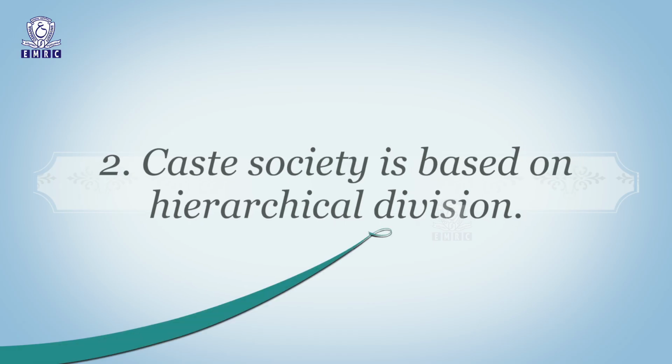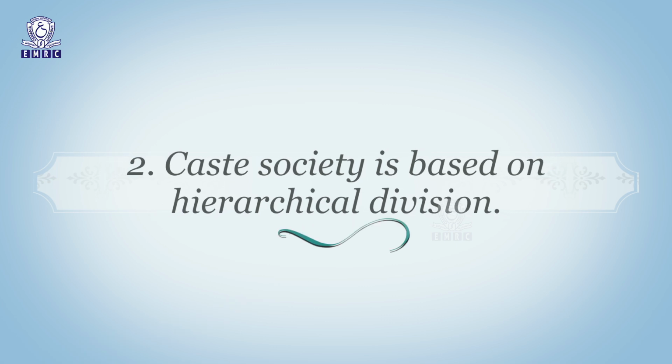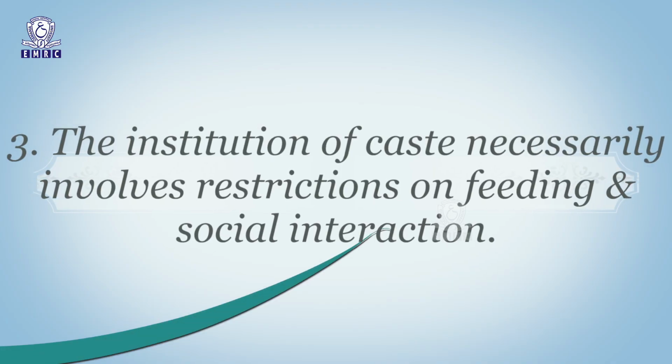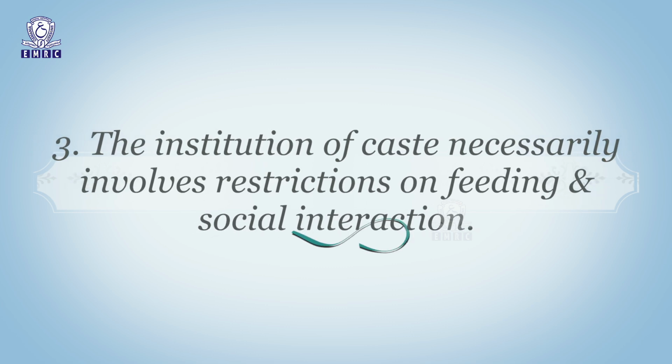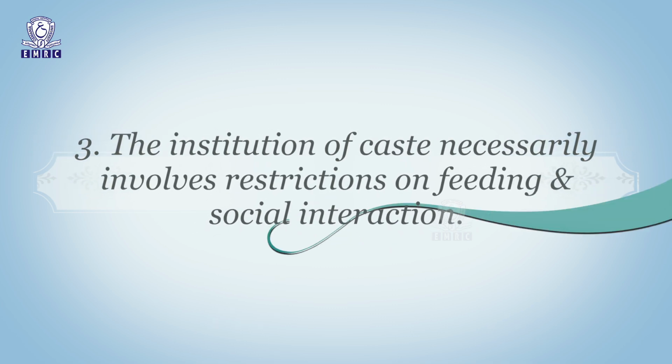Number 2, caste society is based on hierarchical division. They are arranged in a top-down fashion. No two castes are ever equal. Number 3, the institution of caste necessarily involves restrictions on feeding and social interaction, especially regarding the sharing of food. These rules are governed by ideas of purity and pollution.